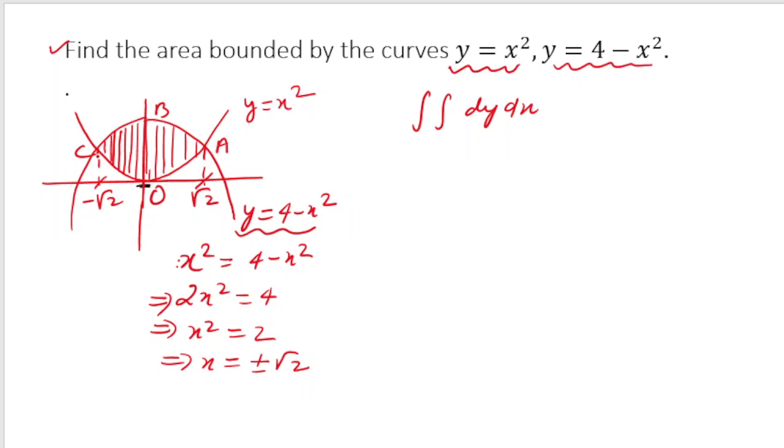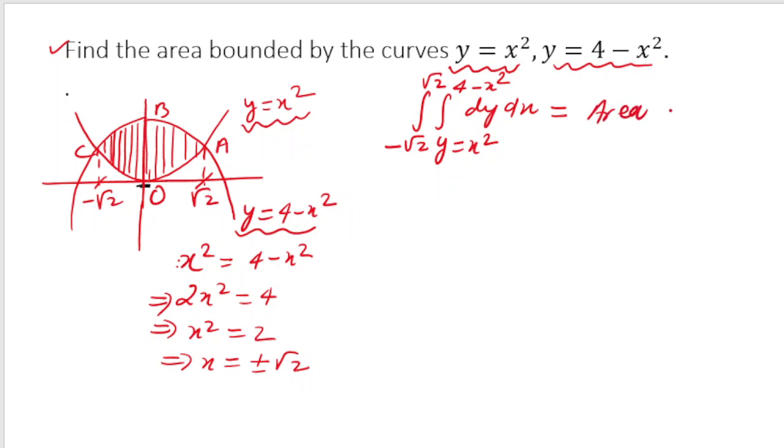So can you tell me where this vertical strip starts? This vertical strip is starting at the parabola y is equal to x square. So the lower limit will be y is equal to x square. And what will be the upper limit? This vertical strip is going up to the parabola y is equal to 4 minus x square. So I am writing y is equal to 4 minus x square. And then we are moving it horizontally from the point minus under root 2 to plus under root 2. So this expression will give me the area.